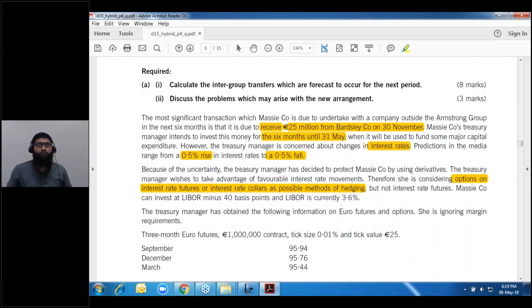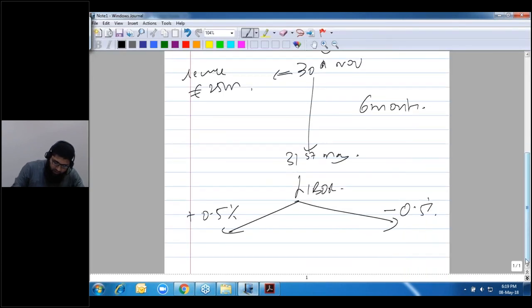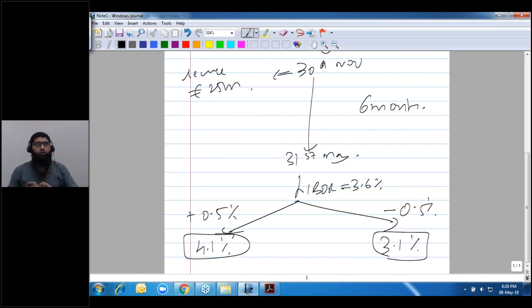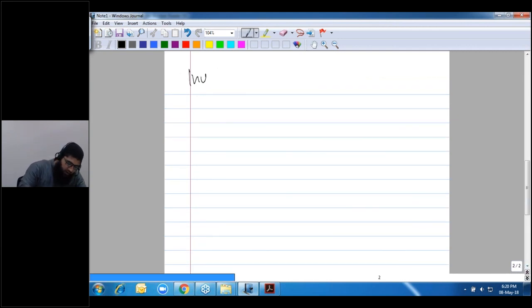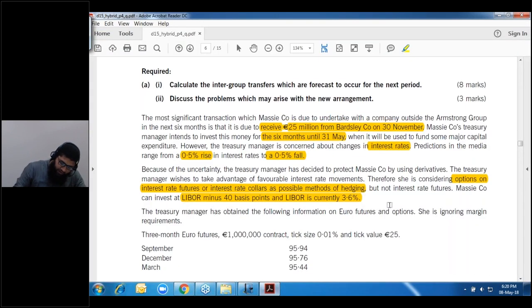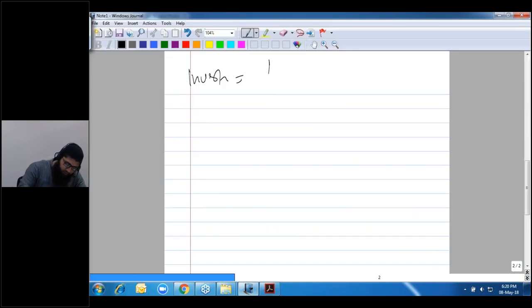Now see, what actually happens is that the company can invest at LIBOR minus 40 basis points, and LIBOR is currently 3.6%. So what is actually happening is LIBOR is presently 3.6%, and you could expect the LIBOR to go up to 4.1%, or you can expect the LIBOR to go down to 3.1%. So the LIBOR is either going to go up to 4.1 or going to go down to 3.1. And your investment rate is actually LIBOR minus 40 basis points. So it's actually LIBOR minus 0.4%.